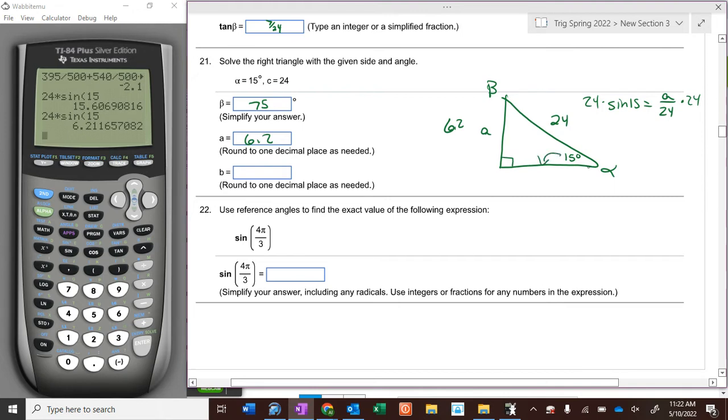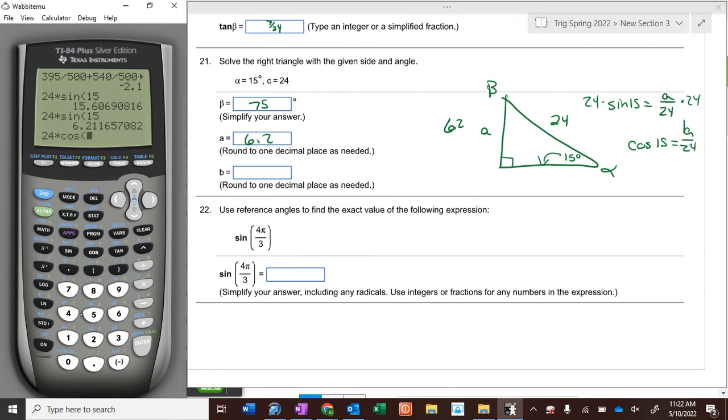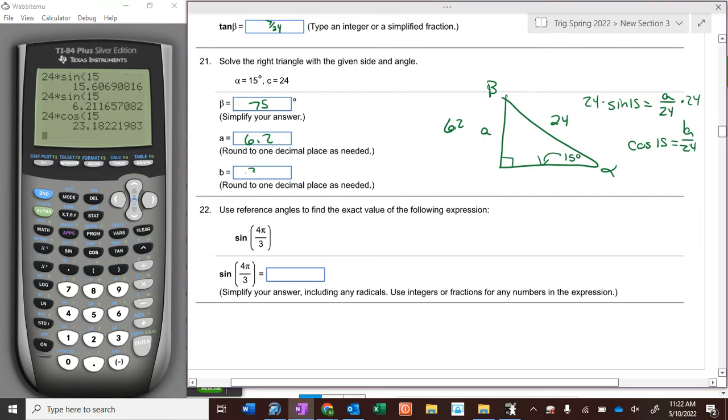This one is adjacent, so it's cosine of 15 equals B over 24. So to find B, you take 24 times the cosine of 15. And you get 23.2. We good with those?